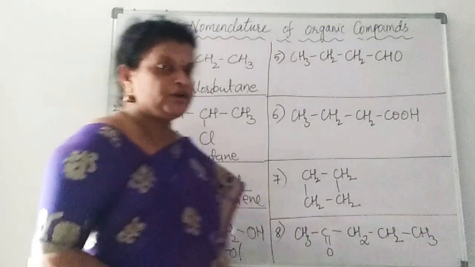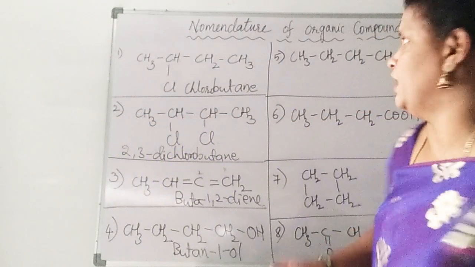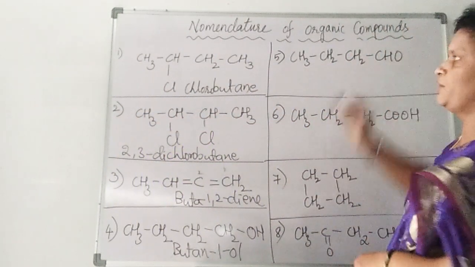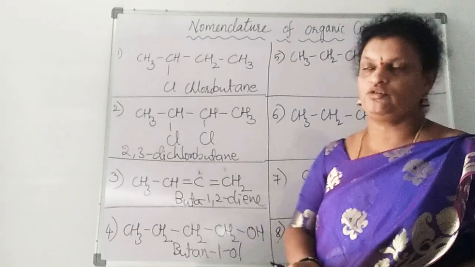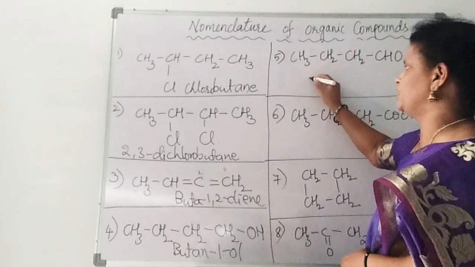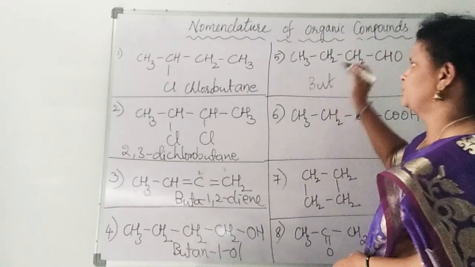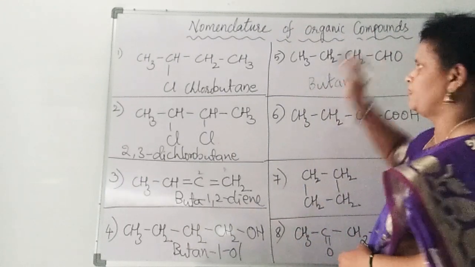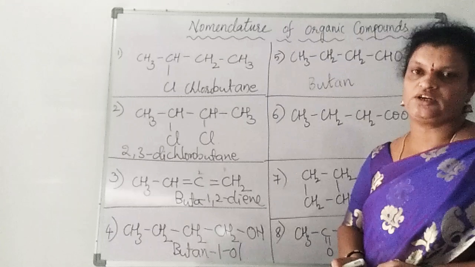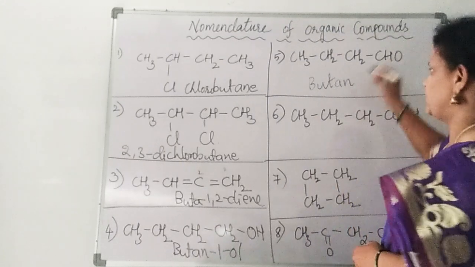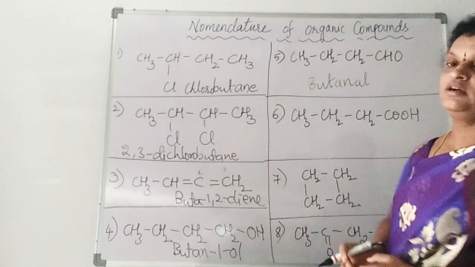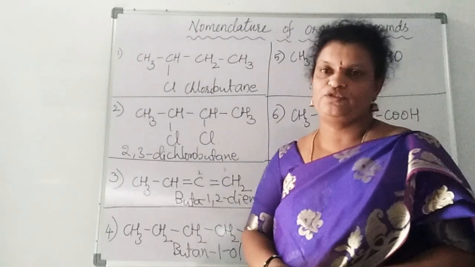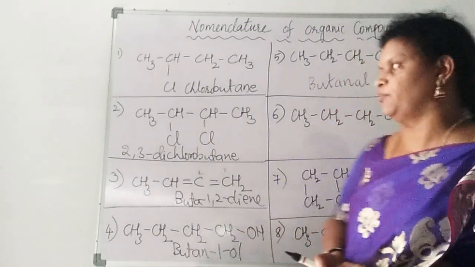Right. Now coming to the fifth compound here, we have how many carbons totally together? 4 carbons again. So based on that 4 carbons, we'll write here the word but. Then carbon to carbon everywhere single bonds only. So ane. Then after that, here we have a functional group that is called aldehyde. When aldehyde is there, we'll write the secondary suffix as al. So butanal is the name for this compound.